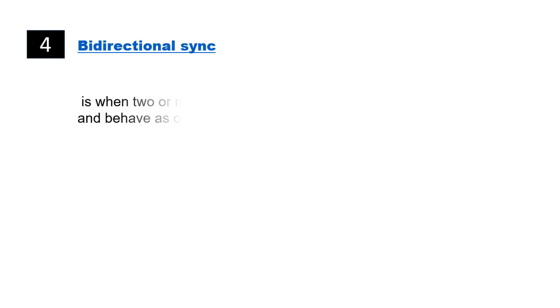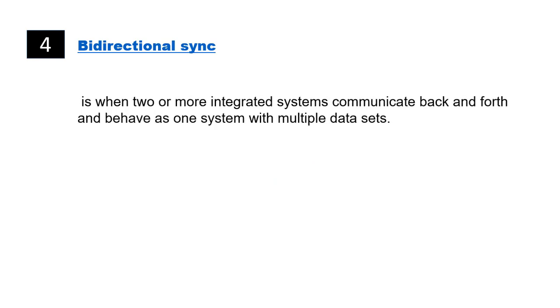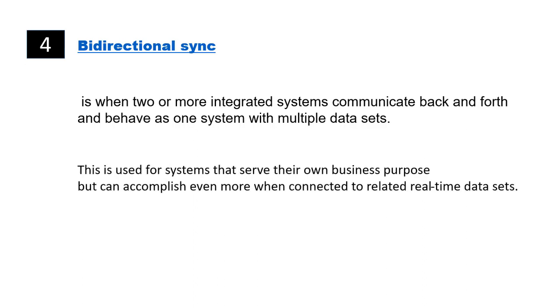And the other one is bidirectional synchronization. It's when two or more integrated systems communicate back and forth and behave as one system with multiple data sets. Two independent systems share their data. This is used for systems that serve their own business purpose but accomplish even more when connected to related real-time data sets.